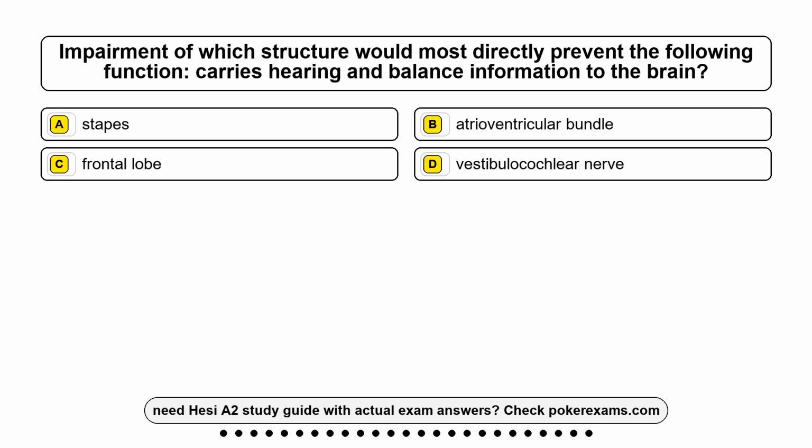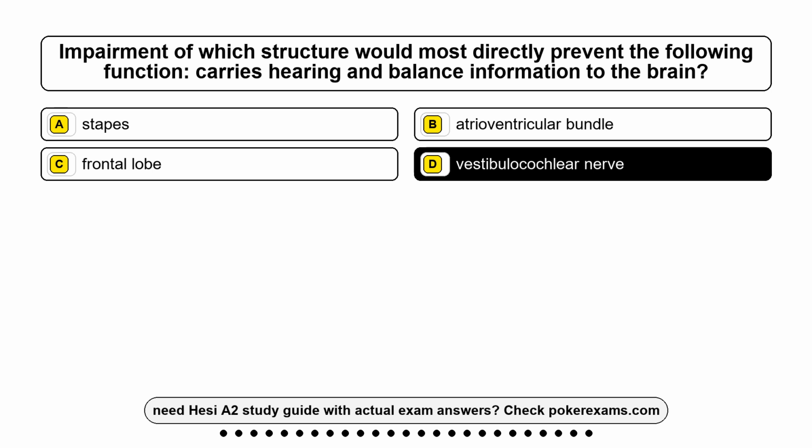Question 25. Impairment of which structure would most directly prevent the following function? Carries hearing and balance information to the brain. Option A, stapes. Option B, atrioventricular bundle. Option C, frontal lobe. Option D, vestibulocochlear nerve. The correct answer is option D, vestibulocochlear nerve.